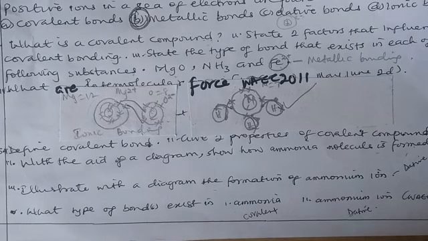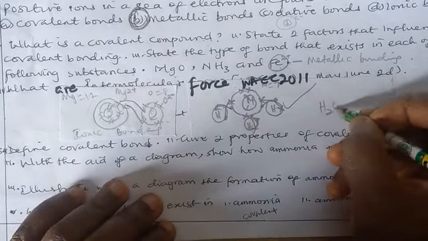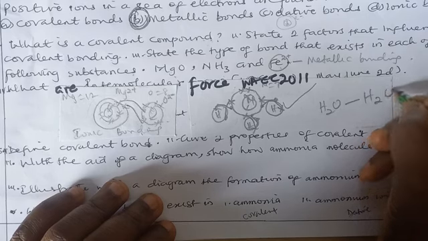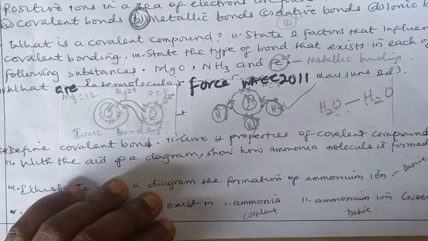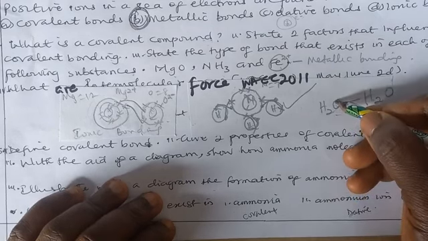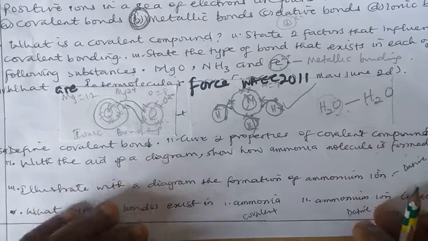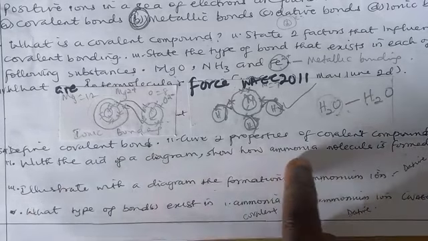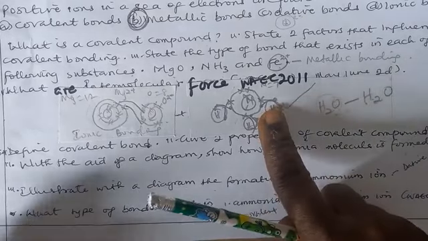Like a molecule of water reacting with another molecule of water, between the oxygen and hydrogen of different molecules. That's intermolecular forces. While I define intra as the kind of bonding or force that exists within a molecule. So with the aid of a diagram, show how ammonia molecule is formed. That has been explained here.